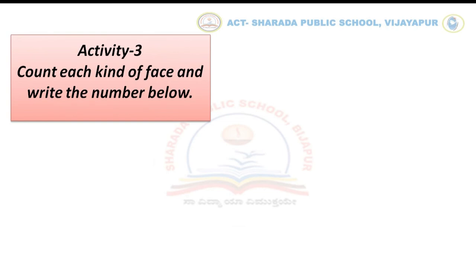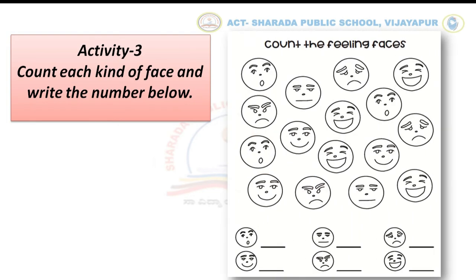That is, count each kind of face and write the number below. In this activity, kids, identify the below faces which are in smaller size. For example, kids, identify this face. Yes, it is a surprise face. So now, we have to identify the same face in the above given faces. Let us find the surprise face. Yes, it's here. 1. Now, color it.